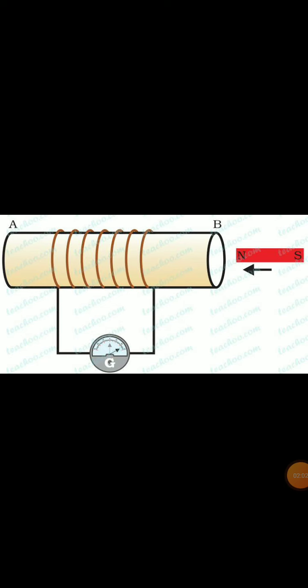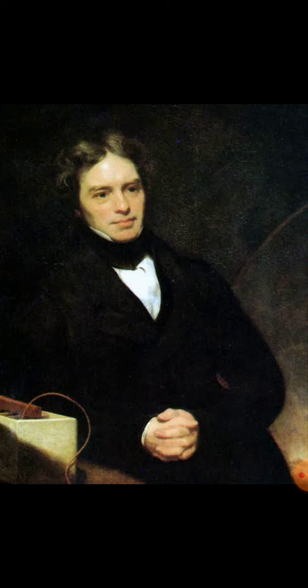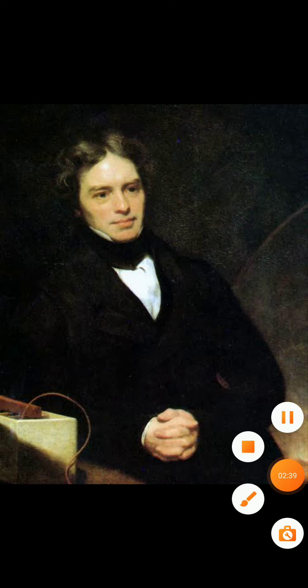This electromagnetic induction was first studied by the English physicist Michael Faraday. In 1831, Faraday made an important breakthrough by discovering how a moving magnet can be used to generate electric current. And to observe this, let us understand an activity.